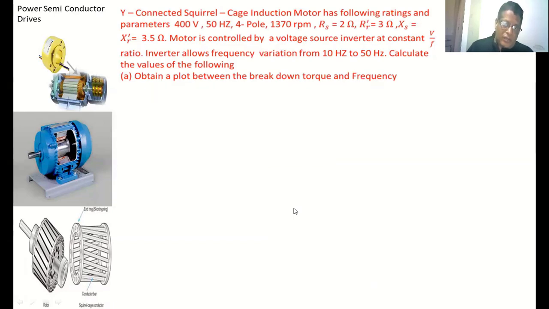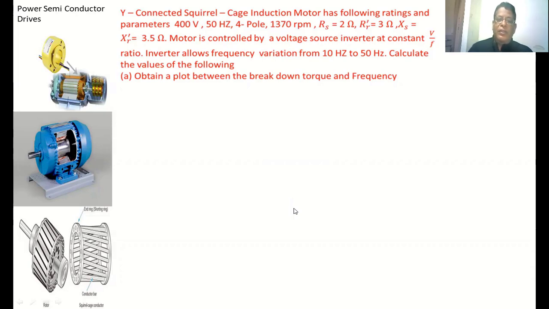A Y-connected slip-ring induction motor has the following parameters: 400 volts, 50 Hz, 4 poles, 1370 RPM, stator resistance 2 ohm, total resistance referred to the stator 3 ohm. Stator leakage reactance equal to the rotor leakage reactance referred to the stator, that is XR dash, equal to 3.5 ohm. The motor is controlled by a voltage source inverter at a constant V by F ratio. The inverter allows frequency variation from 10 Hz to 50 Hz. Calculate the values of the following.